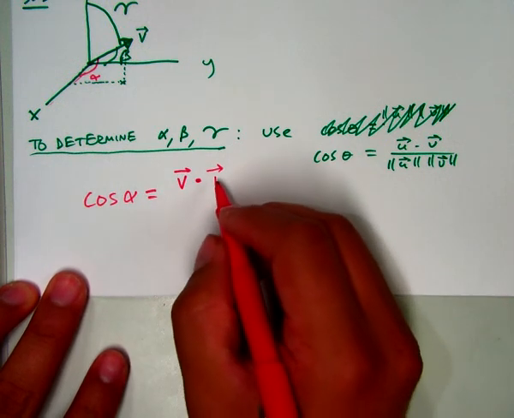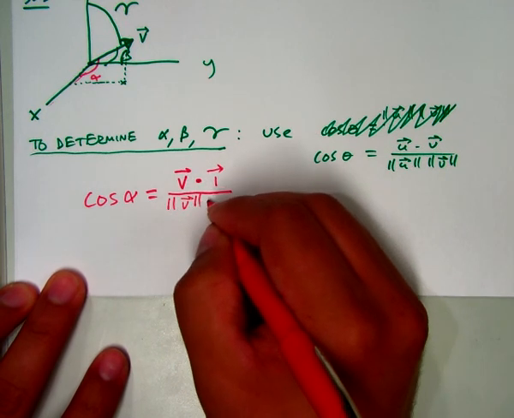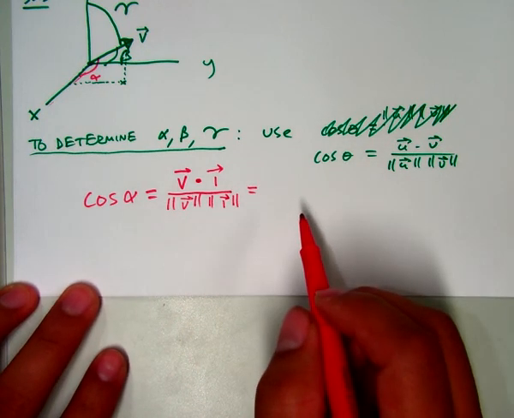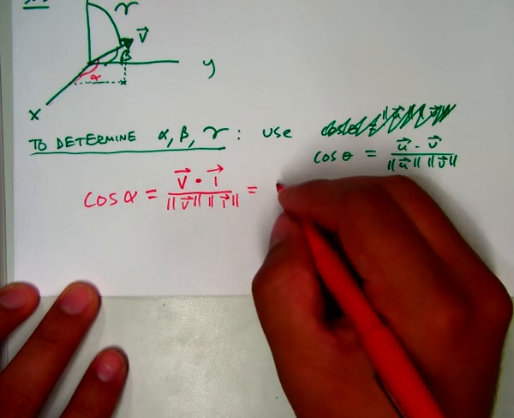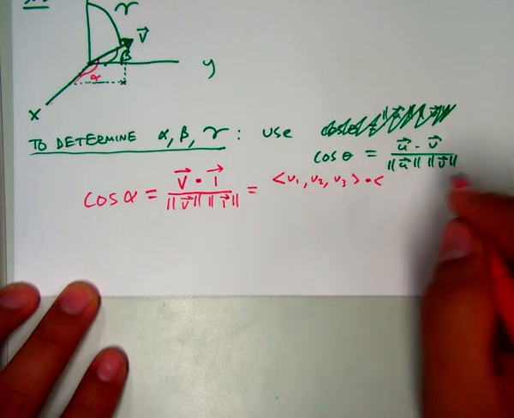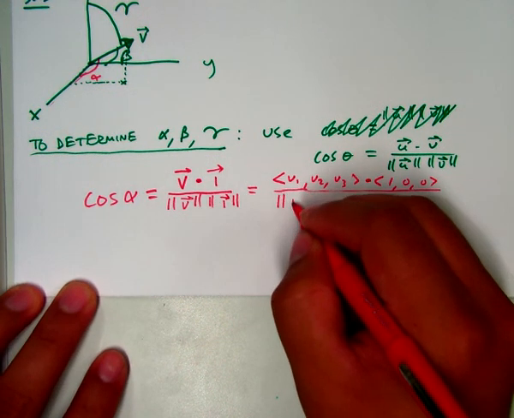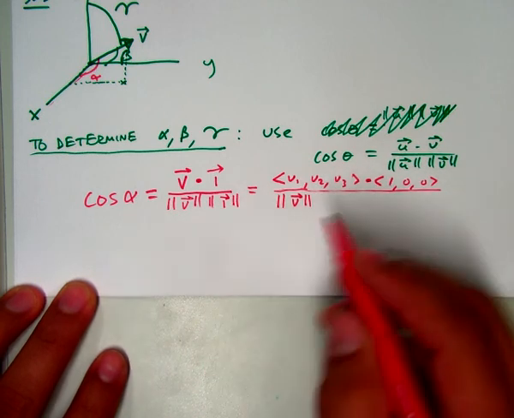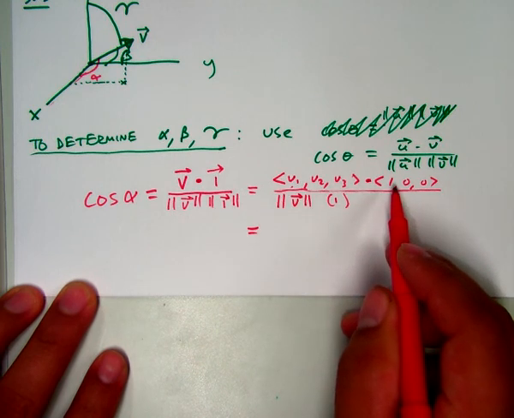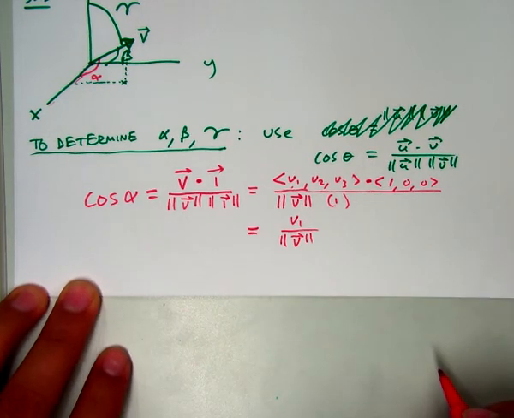So if I have v dotted with i, then that's going to be divided by the magnitude of v times the magnitude of i, which we can simplify a little bit. v would be v1, v2, v3. What's the unit vector i components? 1, 0, 0. I'm going to leave the magnitude of v as the magnitude of v. What's the magnitude of i? 1. When you take this dot product, the only thing that really is left is v1. So you get v1 over the magnitude of v.